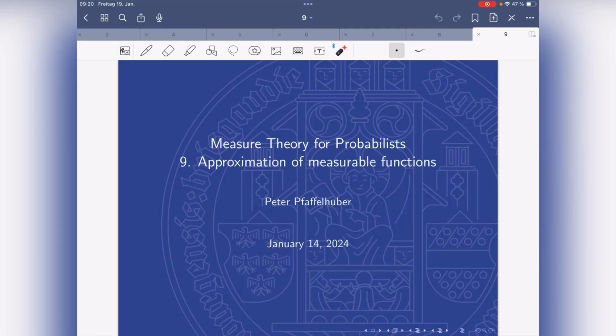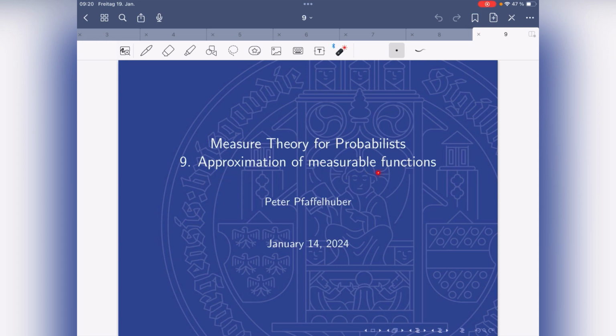Welcome back to our course Measure Theory for Probabilists. Now we're in the chapter of integrals, and we want to compute integrals of functions which will be measurable functions. And since we will need approximation theorems for these integrals, we today first have to see how measurable functions can be approximated. So let's get started.